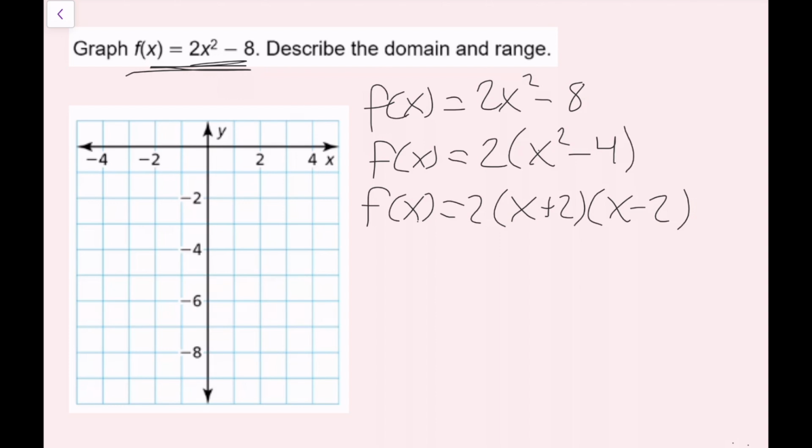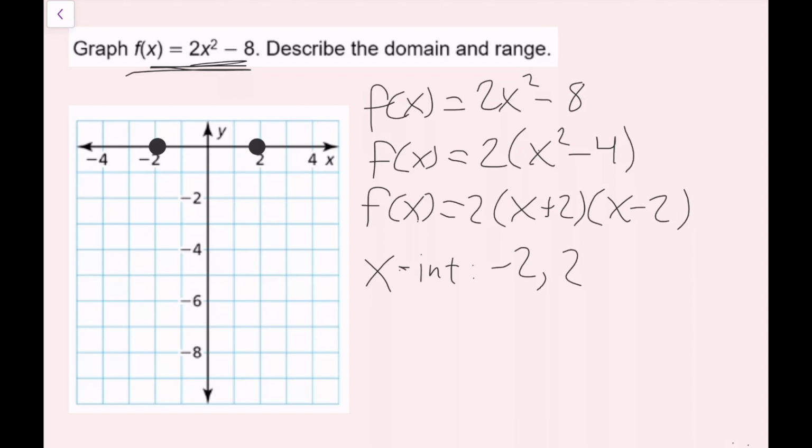I have my two intercepts here. I know that my intercepts are going to be negative 2, because negative 2 would make this 0, and then positive 2, because positive 2 would make this 0. So my intercepts are negative 2 and 2. I'm going to plot those on my graph right now. They are right here and right here.